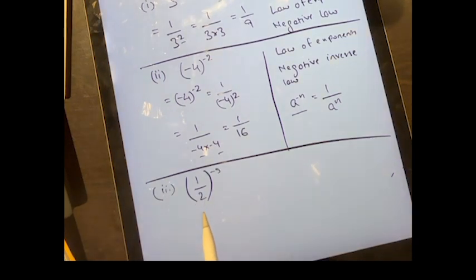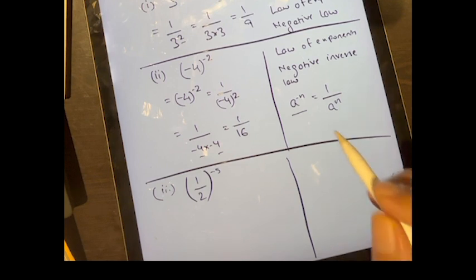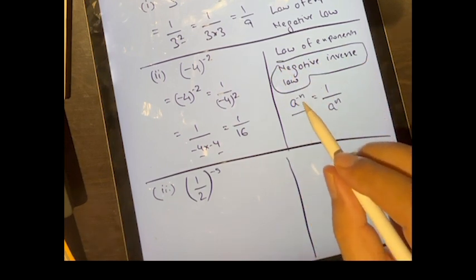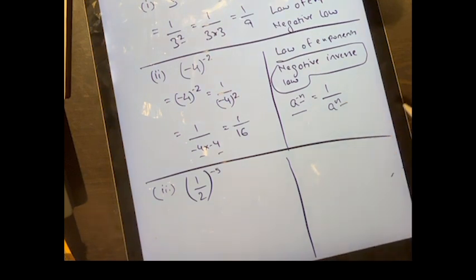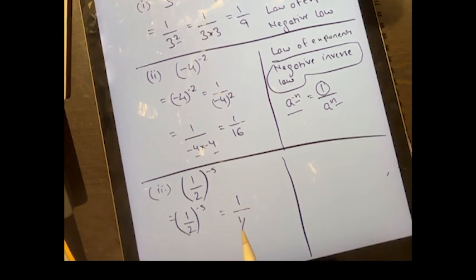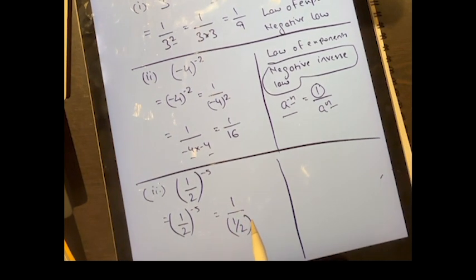Question number 3 says 1 by 2 raised to the power of negative 5. We will again follow the same law, which is the negative inverse law, and here you will convert your negative exponent into the positive exponent. So we will follow the same concept here. This will be 1 by 2 raised to the power of minus 5, which we already know. Then we will write 1, which is this here, and then 1 by 2 raised to the power of positive 5, right?